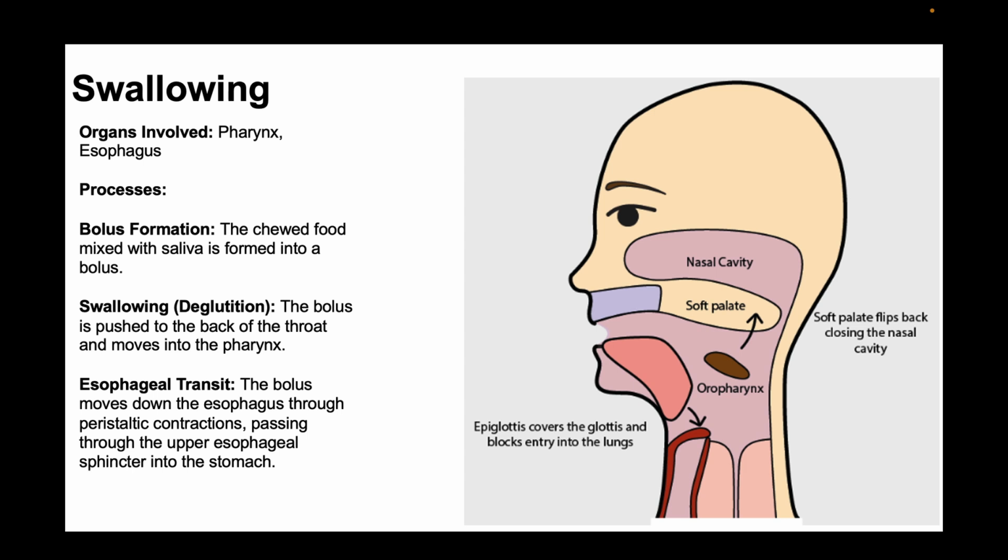The oral phase ends with triggering the swallowing reflex when the bolus reaches the trigger area at the back of the tongue and mouth. The tongue pushes up against the hard palate to move the bolus into the oropharynx, where the swallowing reflex is triggered.